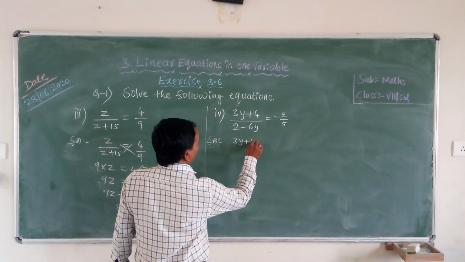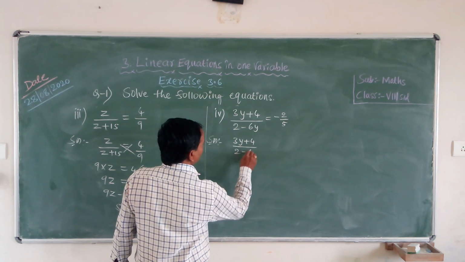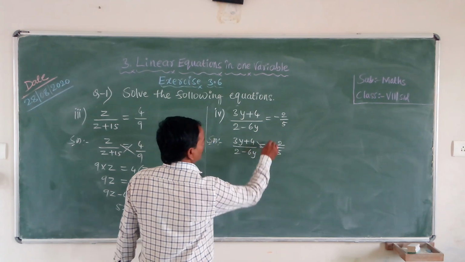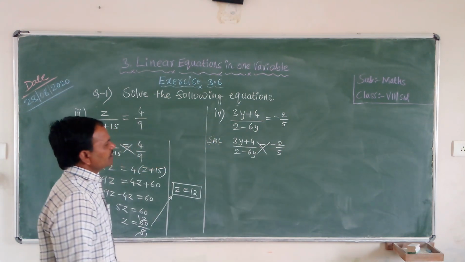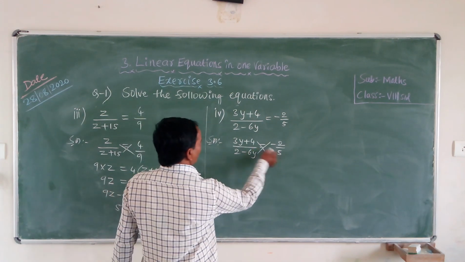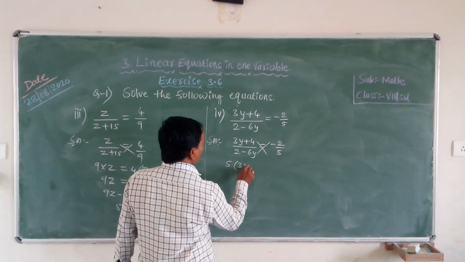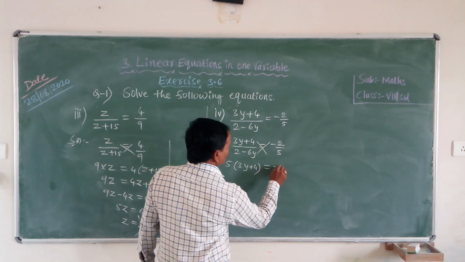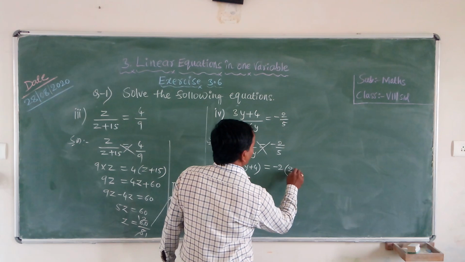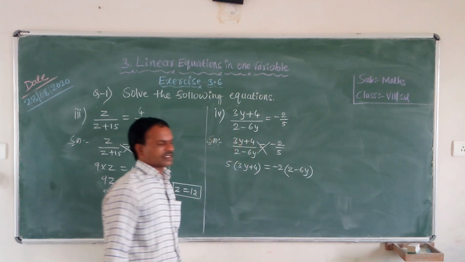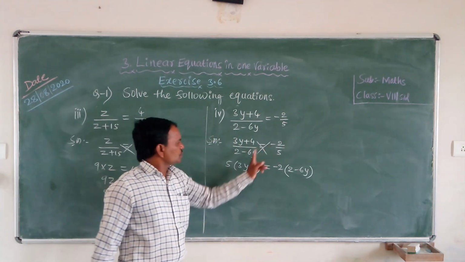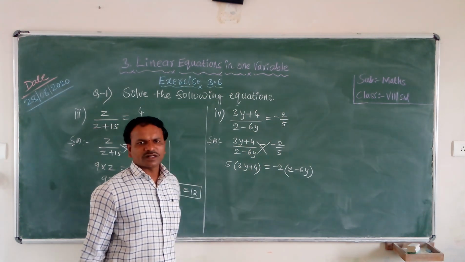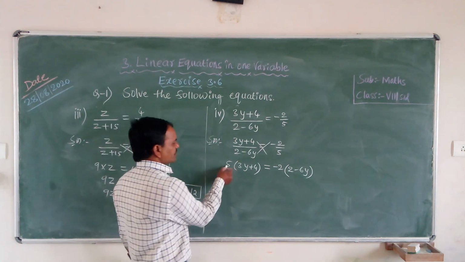3y plus 4 divided by 2 minus 6y is equal to minus 2 by 5. Now cross multiplication. What to do? 5 into the bracket 3y plus 4 is equal to minus 2 into the bracket 2 minus 6y. Nothing inside. Cross multiplication. Now simplify this.